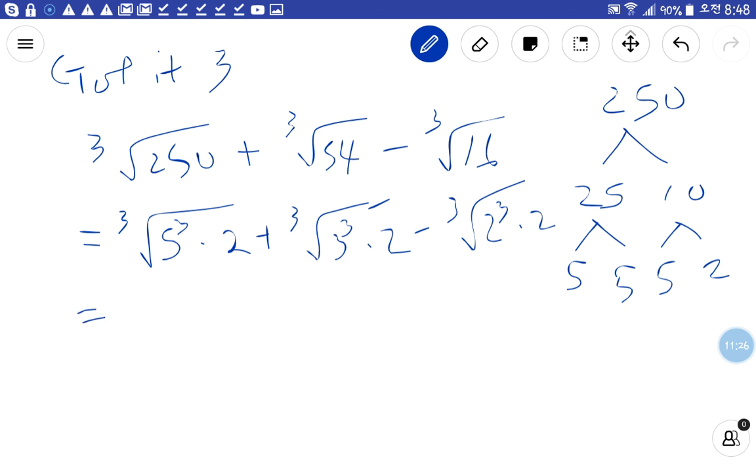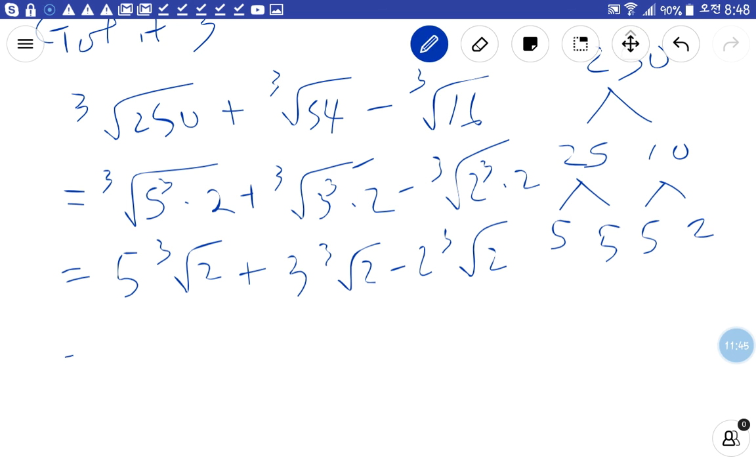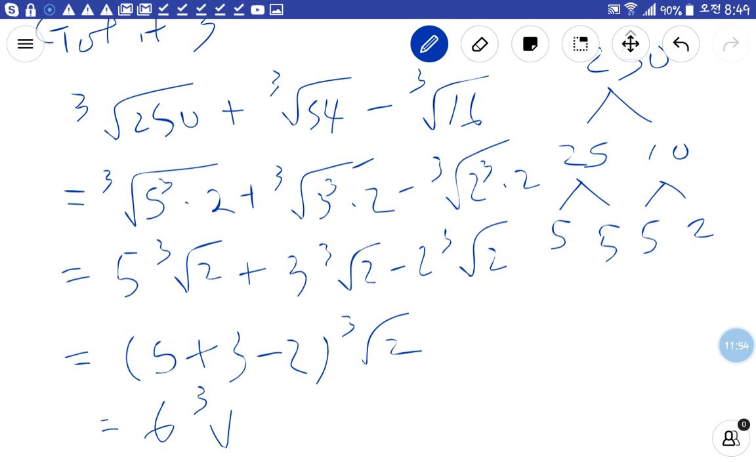So my first one, 5 can go out. 5 cube root of 2. Now 3 cube root of 2 minus 2 cube root of 2. So everything has 3 as an index and then 2 for the radicand. So you can work with it. 5 plus 3 minus 2, cube root of 2. What is it? 6 cube root of 2. That is going to be the answer.